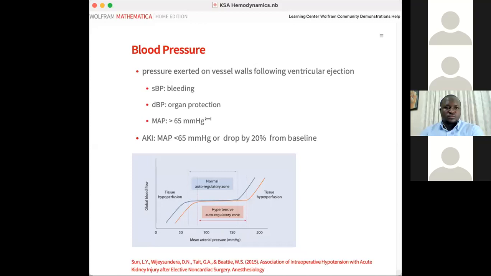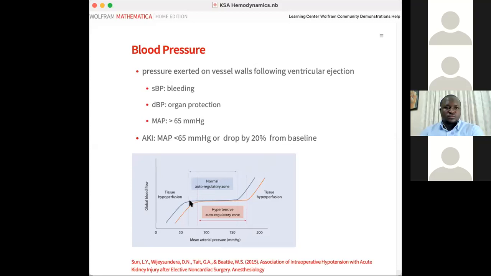What is our mean arterial pressure? This is the time-weighted average in your blood pressure across your cardiac cycle. And it's thought to be the main determinant of perfusion out of all these three variables. And therefore, hypotension could be defined as a mean arterial pressure of less than 60 millimeters of mercury, or when you have a drop by 20% from your baseline.